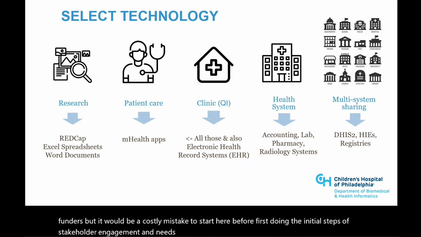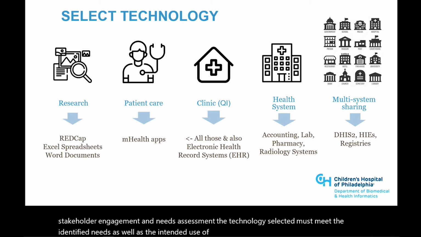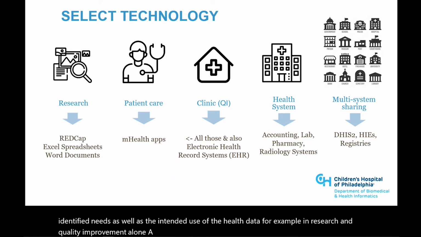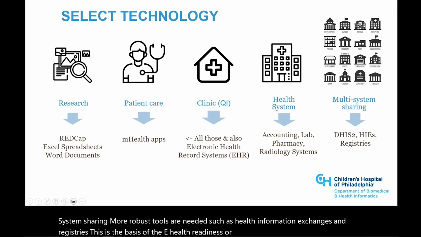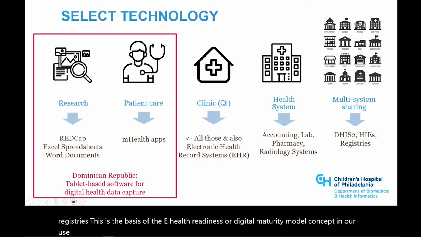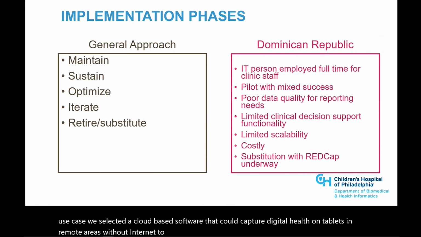The technology selected must meet the identified needs as well as the intended use of the health data. For example, in research and quality improvement alone, a REDCap research database or Excel spreadsheet may be sufficient, but at the level of multi-system sharing, more robust tools are needed, such as health information exchanges and registries. This is the basis of the eHealth readiness or digital maturity model concept. In our use case, we selected a cloud-based software that could capture digital health data on tablets in remote areas without internet to meet these needs.